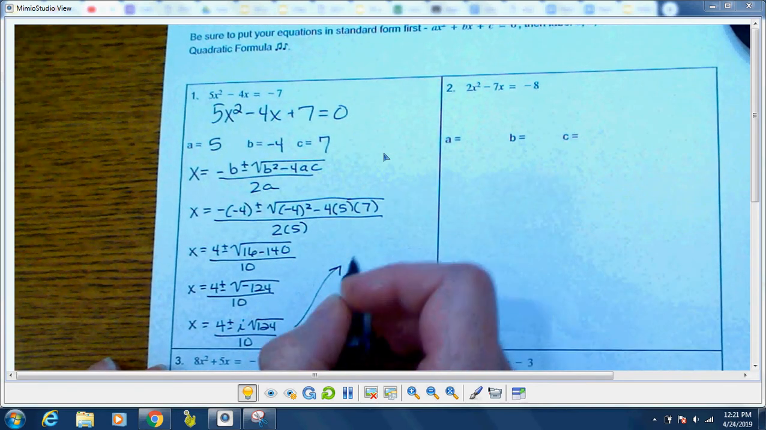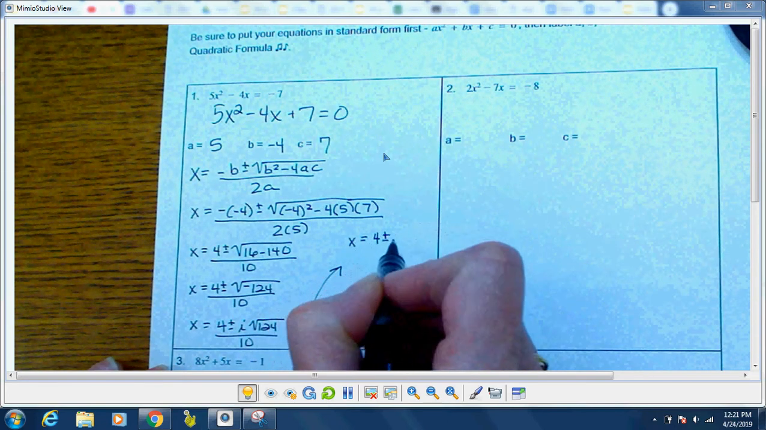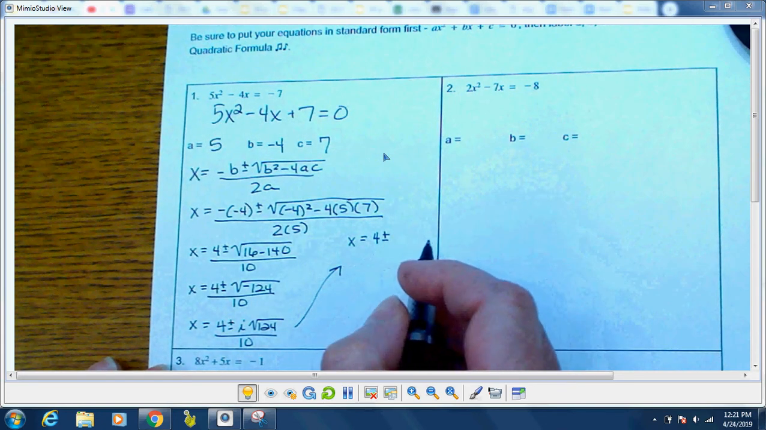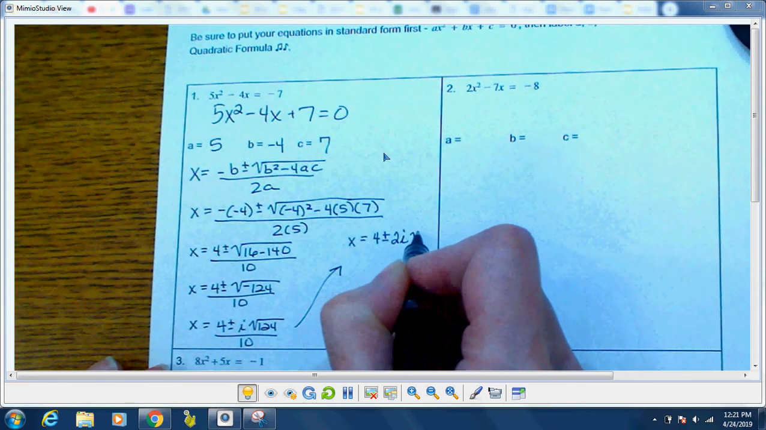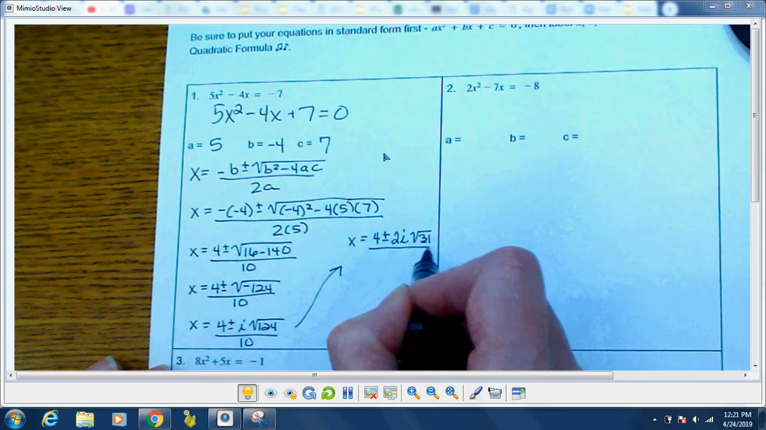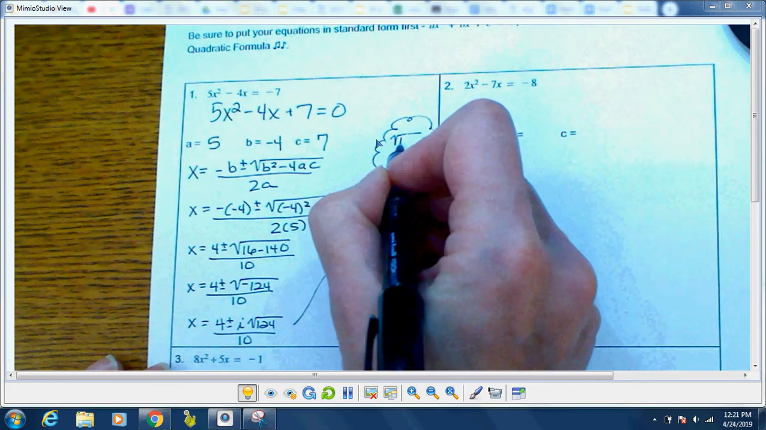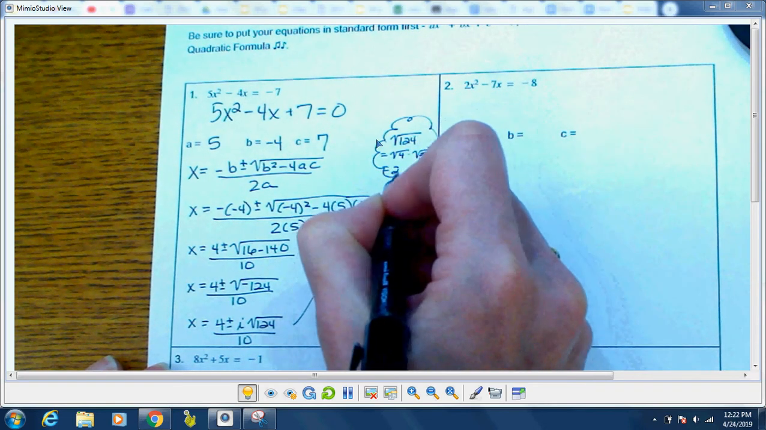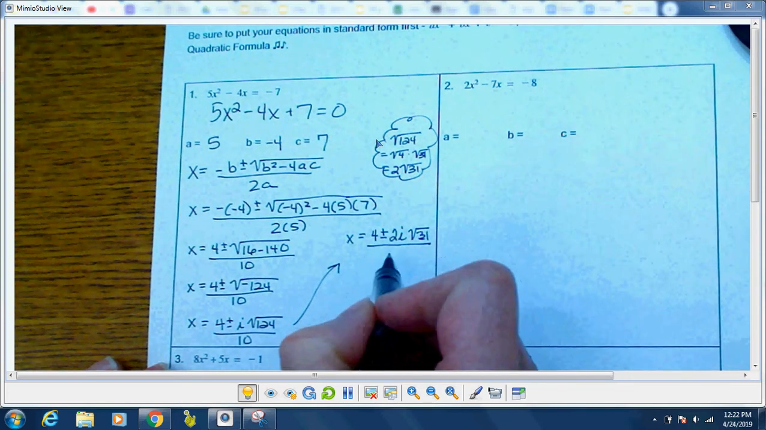So I'm just going to come up here. So x equals 4 plus or minus. Now, when I take away the square root of 4, it becomes 2 on the outside. So 2i, you always put your coefficient in front of the i, 31. Okay, because little thought bubble here, square root of 124 is the square root of 4 times the square root of 31, which is 2 times the square root of 31. Okay. All of that was over 10.